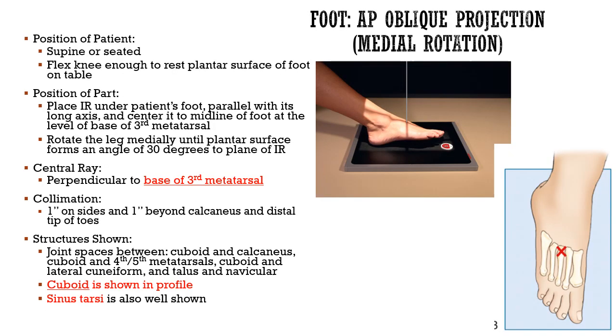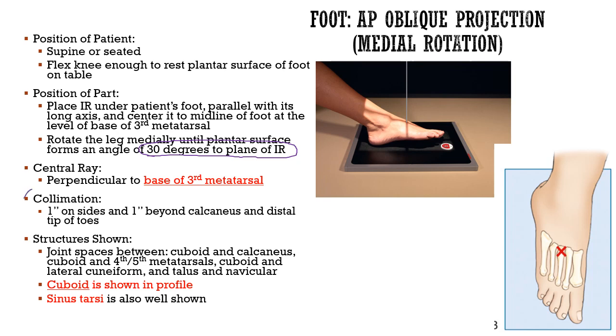On the AP oblique projection, which is on medial rotation, we're going to have the same positioning as the AP axial, except that this time we're going to rotate the leg medially until the plantar surface forms a 30-degree angle with the plane of the image receptor. We're going to center our ray perpendicular to the base of the third metatarsal.